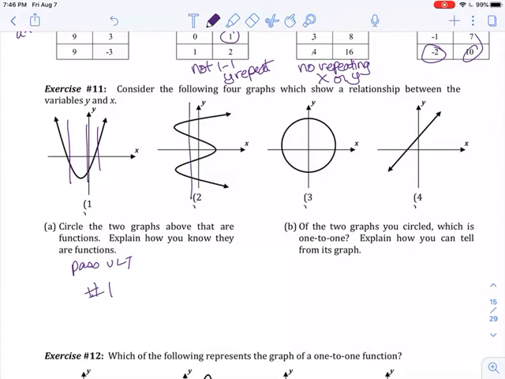Number 2 does not pass the vertical line test, so 2 is not good. Number 3 does not pass the vertical line test, so 3 is not good. And 4 passes the vertical line test, so number 1 and number 4.